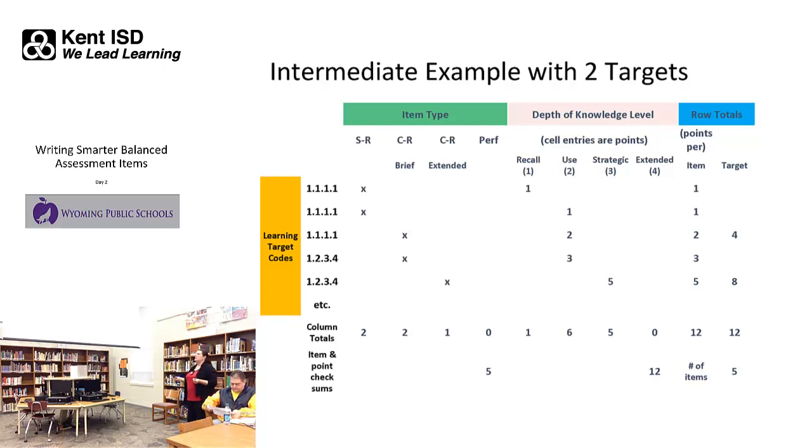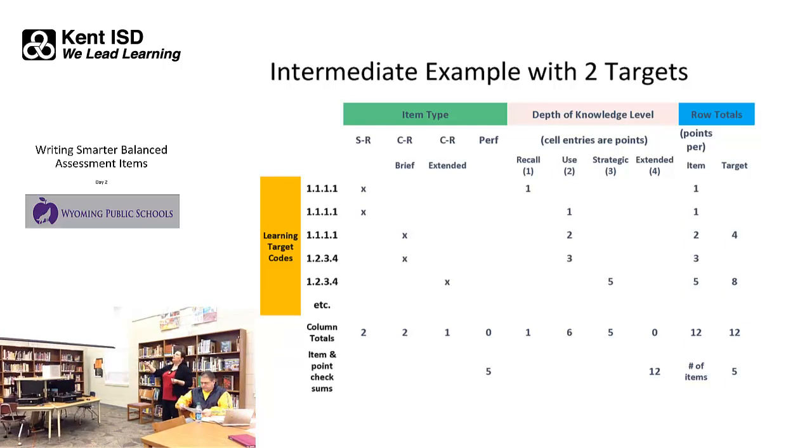So for my first one, I put an X because I am, on this target, going to use selected response. My selected response is a DOK1 worth 1 point. My second question is a selected response, but it's a DOK level 2 worth 1 point. My third question is now a constructed response that's brief, worth 2 points at a DOK level 2.